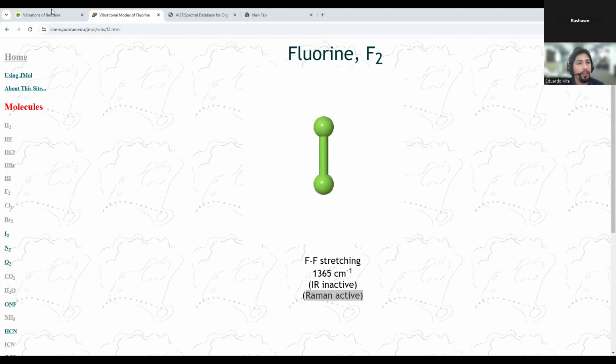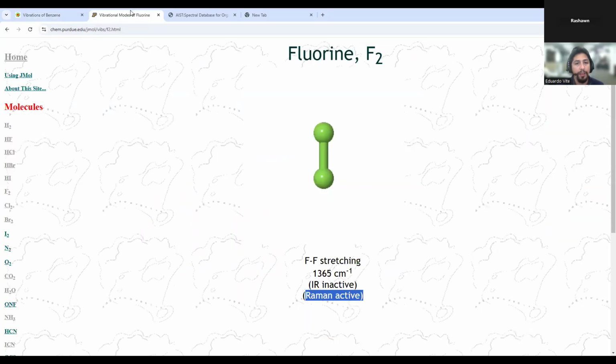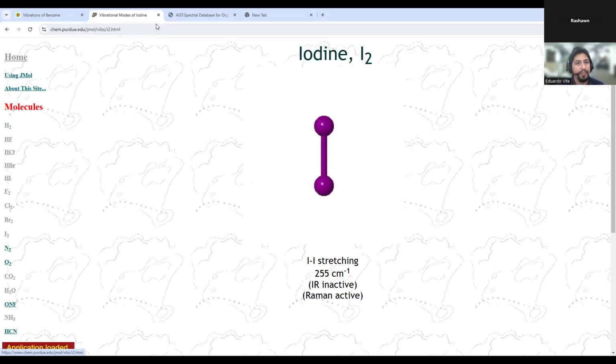So I am going to stop sharing the slideshow here. And I want to show you one more thing before we end today. Let me go back to here and share. Okay, so again, remember we have ChemTube3D. This is where you can see the actual vibrations of various different molecules. We have the Purdue website where you can select different molecules and look at their vibrations as well. It would help for sure to know what they look like.